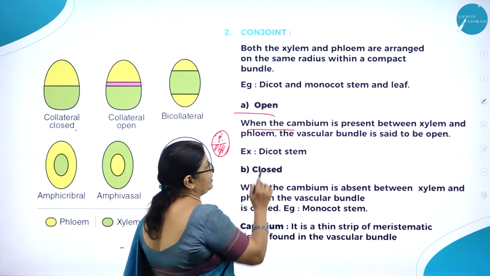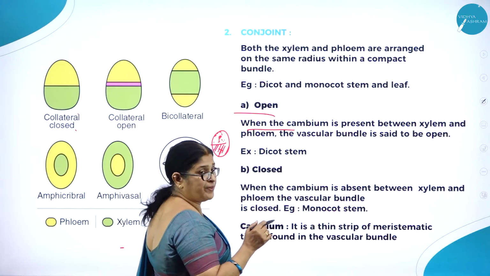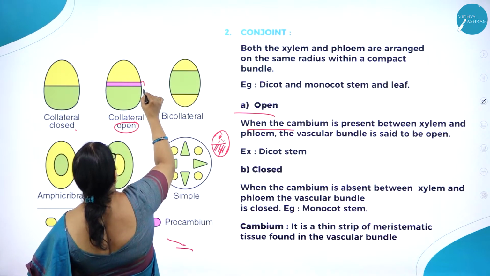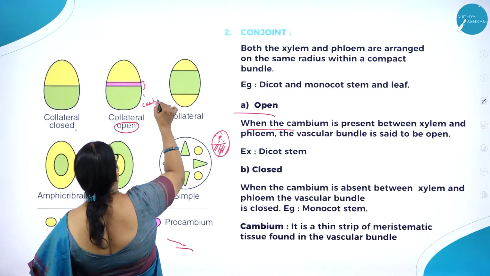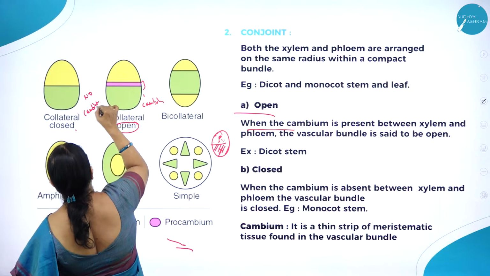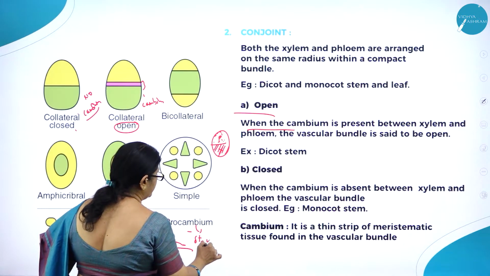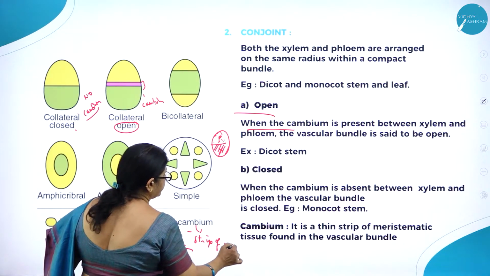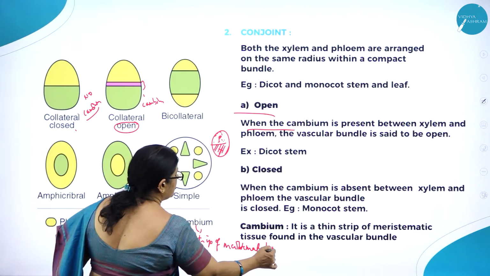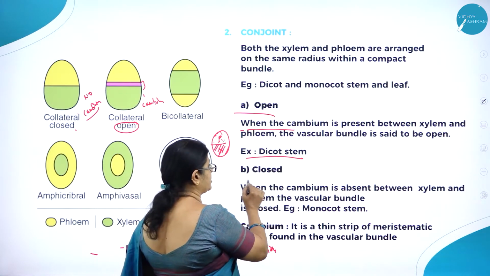Open: when the cambium is present between xylem and phloem, the vascular bundle is said to be open. So when cambium is present, it is called open. Here you can see the cambium. Here, no cambium is there. In this diagram, there is no cambium. What is cambium? Cambium is nothing but a strip of meristematic tissue, or a layer of meristematic tissue. So it is called open, for example, dicot stem.